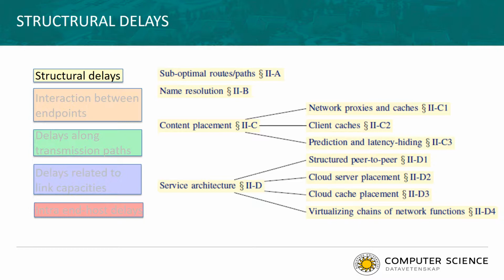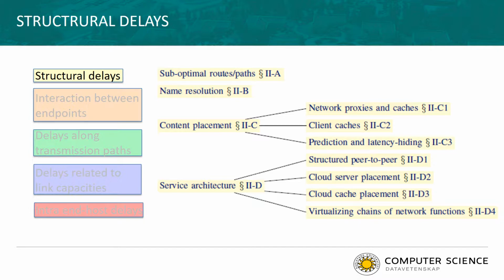Another form of structural delay is delays related to name resolution. Before you start to communicate, you often have to resolve the name of the communicating peer. And depending on how this is done, you may have more or less delay added to your communication. If you have the name cached locally, you can find it very quickly. Or if you have a DNS server located nearby, it may also be quick. But if you have to go far away and also maybe multiple hops to find the name, this will add delay to your communication.